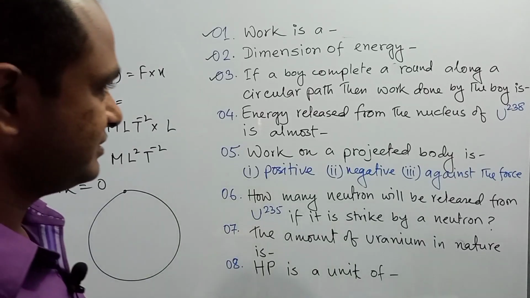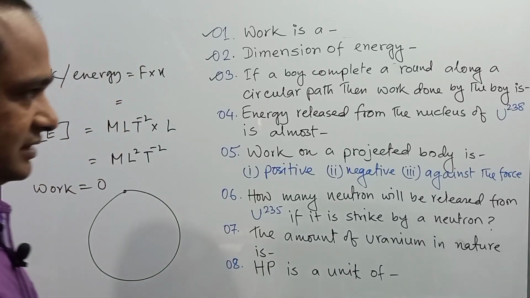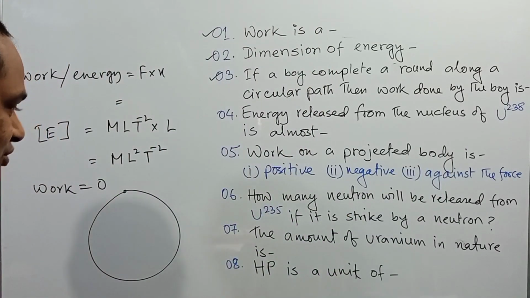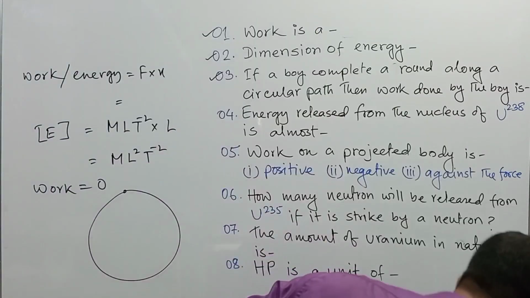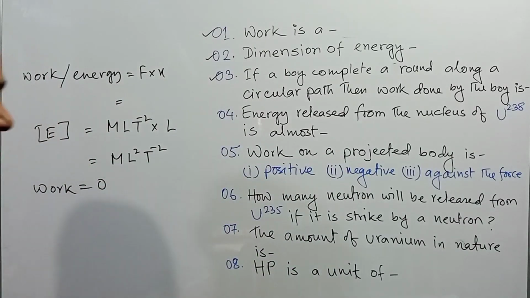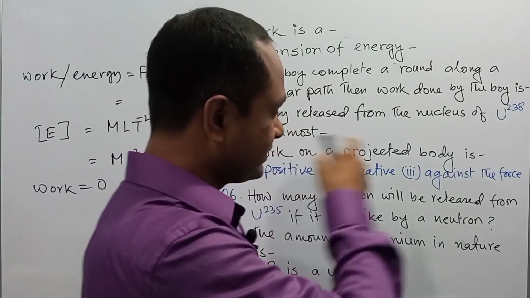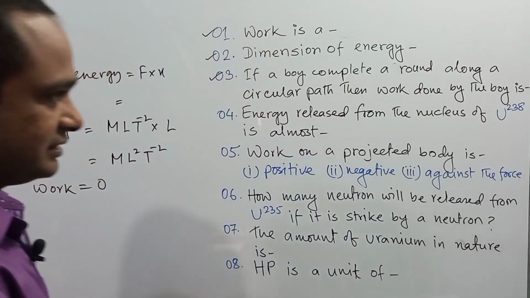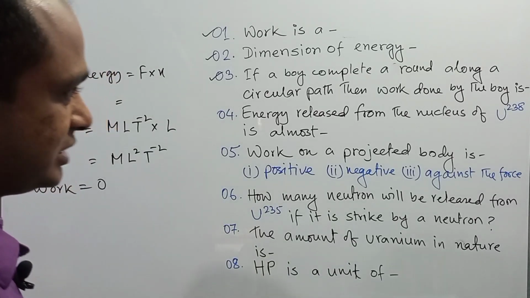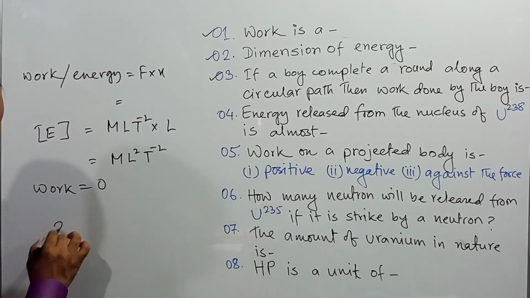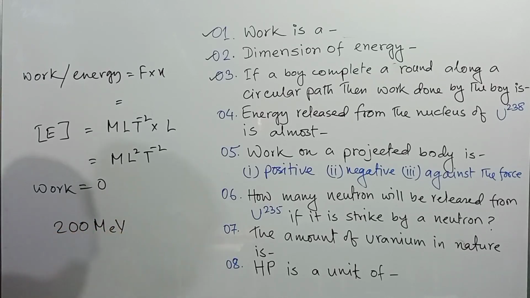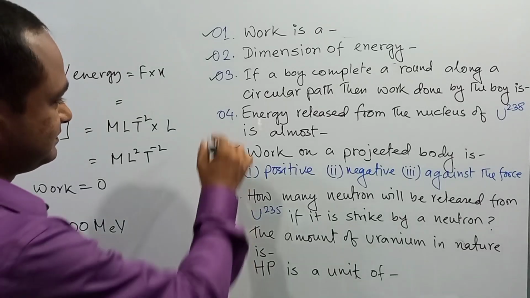Question 4: energy released from the nucleus of uranium-238 is almost? So dear student, you know, in the nuclear reaction or fission reaction, the energy released from uranium-238 is almost 200 mega electron volt. Okay.